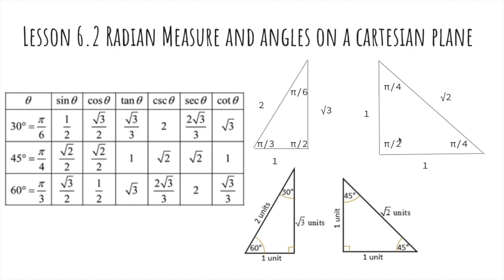You can use 45 for this triangle. So 45, I think we were on tan. Tan would be 1, cosecant would be root 2, secant would also be root 2, and cotangent would be 1. And then for 60 degrees, or pi over 3, sine would be root 3 over 2, cosine would be 1 over 2, tangent would be root 3, cosecant would be 2 root 3 over 3, secant would be 2, and cotangent would be root 3 over 3.